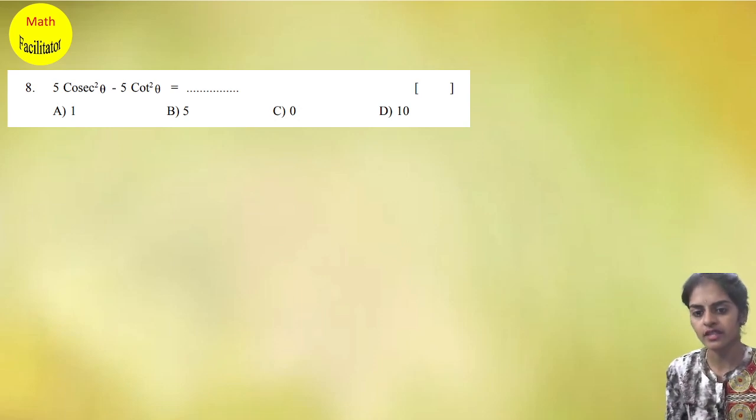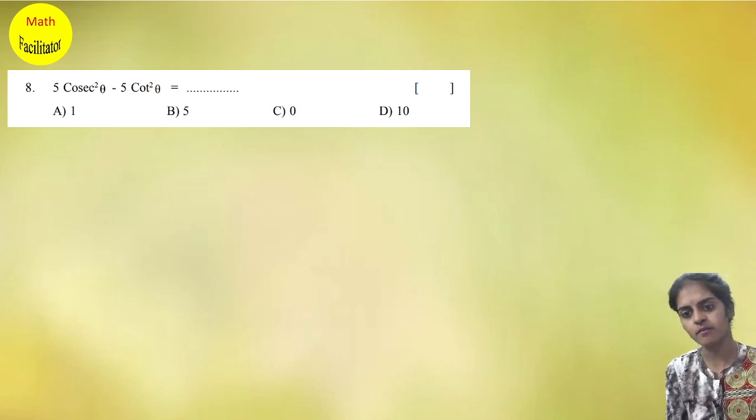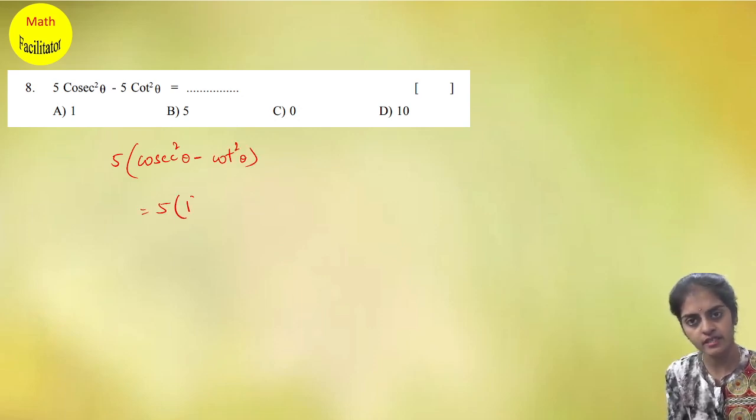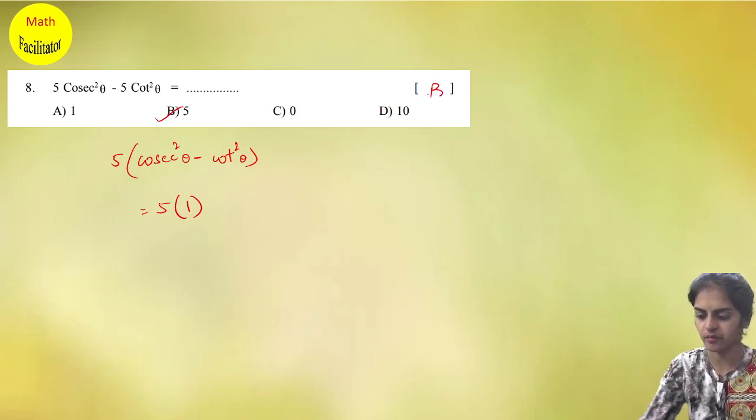Now see, 5 cosecant square theta minus 5 cot square theta. We know there is an identity with cosecant square and cot square. Here 5 is also common, so taking common, 5 times cosecant square minus cot square. Cosecant square minus cot square is 1, so 5 into 1 is 5.